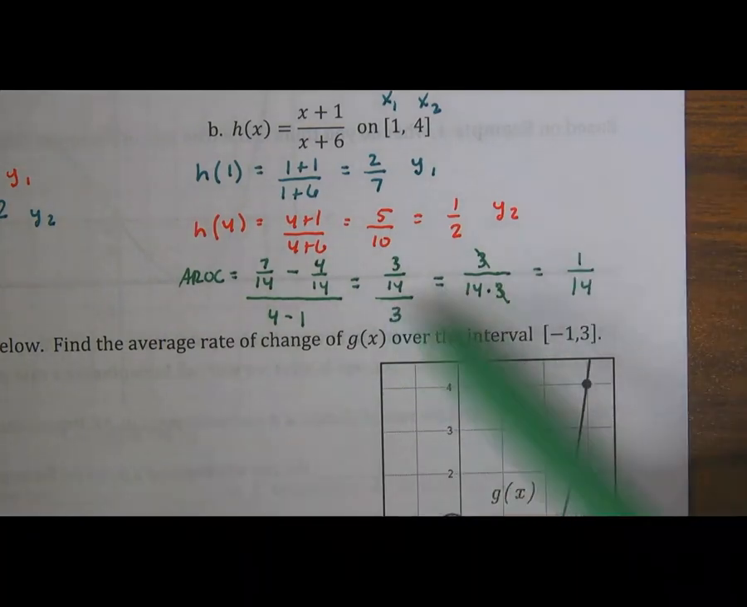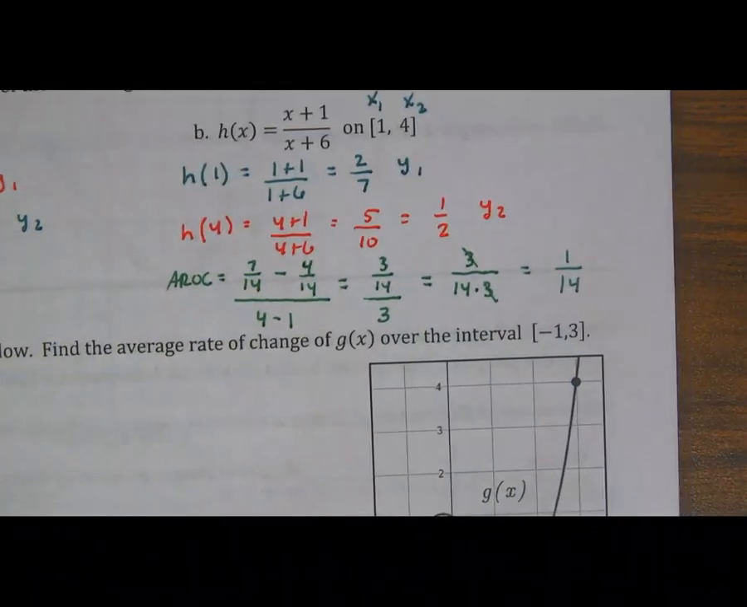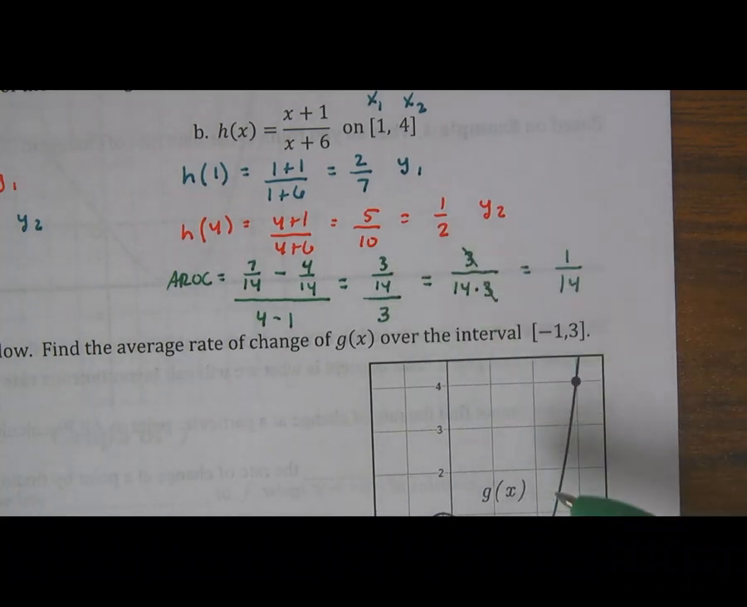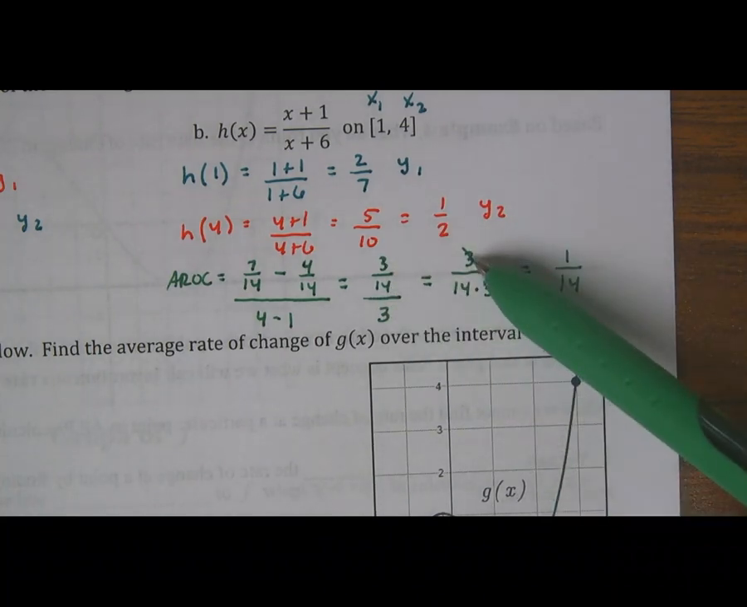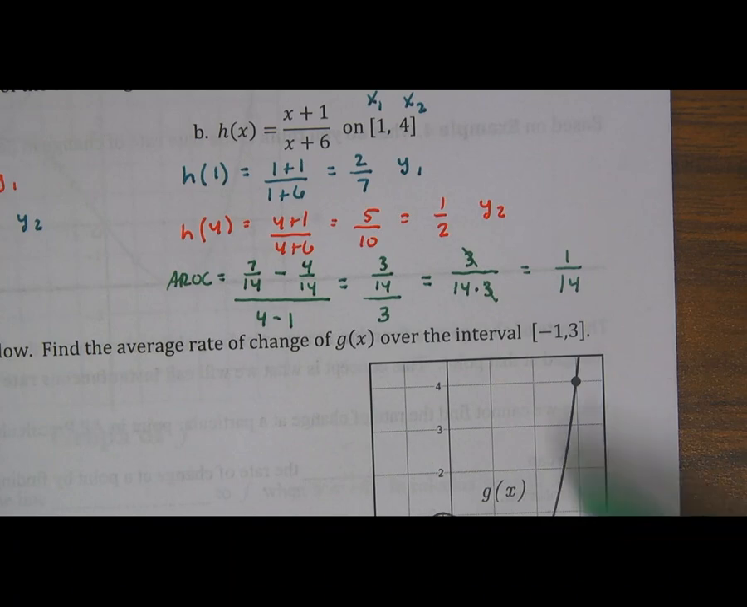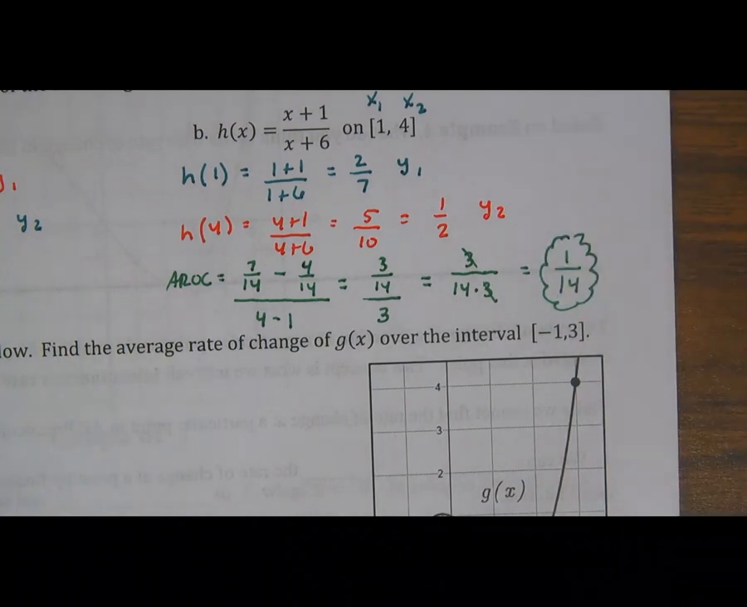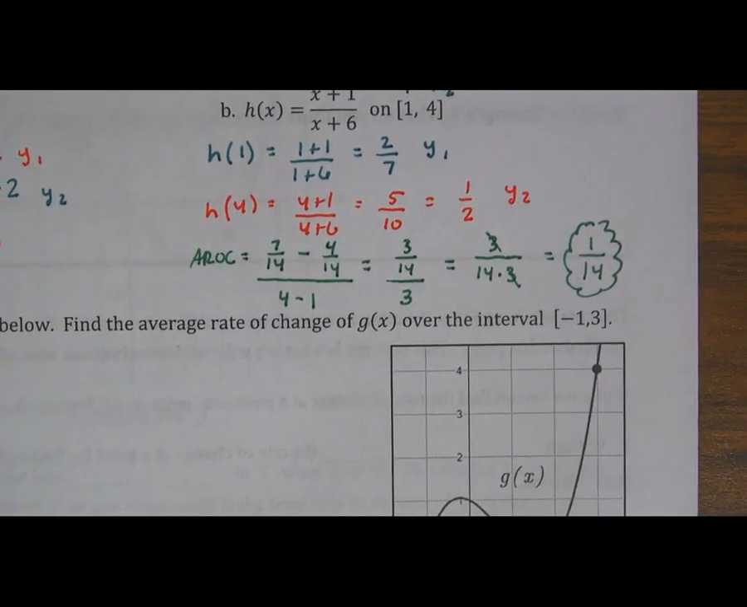And then again, I want you guys to know these tricks, especially because you're not going to get to use a calculator on the test, but I want you to be able to move quickly and confidently through the exam. So 3/14 divided by 3 is the same thing as 3 over 14 times 1/3. So you can just quickly cancel out the 3's, and that's 1/14. So the average rate of change can totally be a fraction. I mean, that's like rise over run.